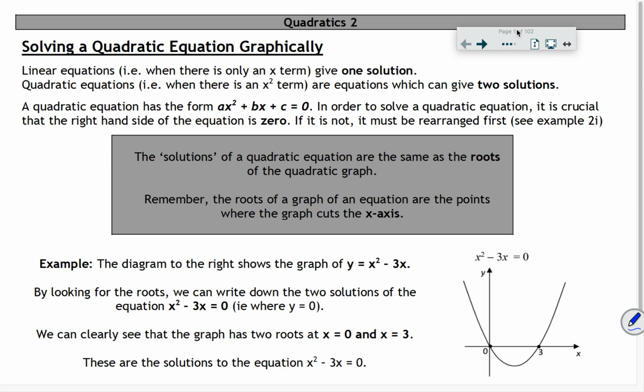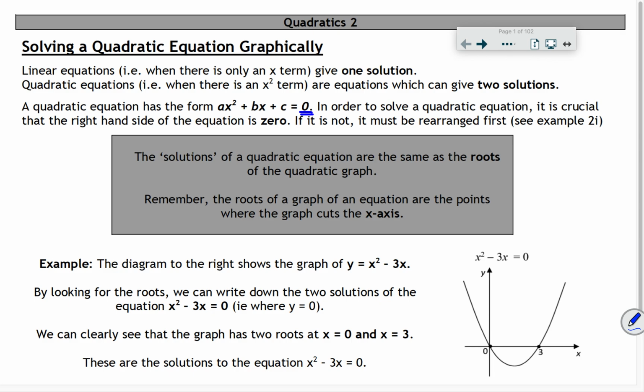And what we need to realise here is that a quadratic has the form ax squared plus bx plus c equals 0. And in order for us to solve a quadratic equation, we have to make sure that the right hand side is equal to 0. Okay? That's a fundamental rule here. We have to make sure that our right hand side has a 0 on it. So everything has to be on the left hand side.